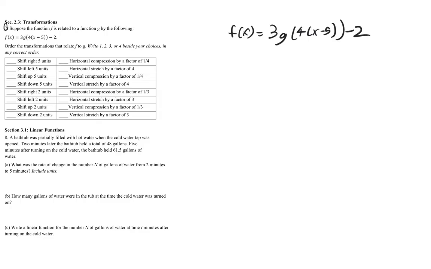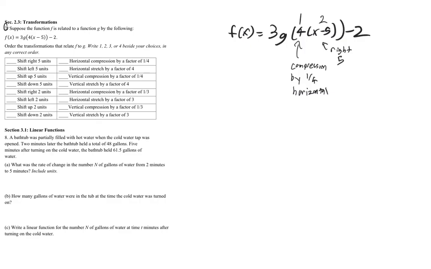So we can see here that we have the 4, which is going to give us a horizontal compression by a factor of 1/4, right? So we're going to put that as our first one, and that's a compression by a 1/4 horizontally. And then next we'll look at what else is inside that creates a horizontal transformation. Well, it's going to be x minus 5, and that's going to move it to the right 5. Next, we want to move on to our vertical transformations.